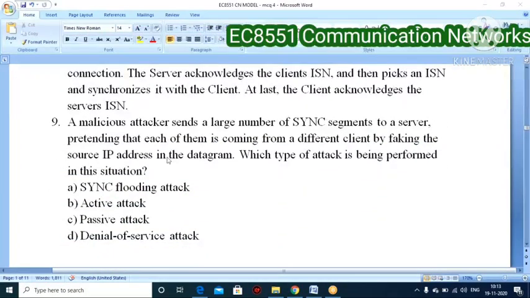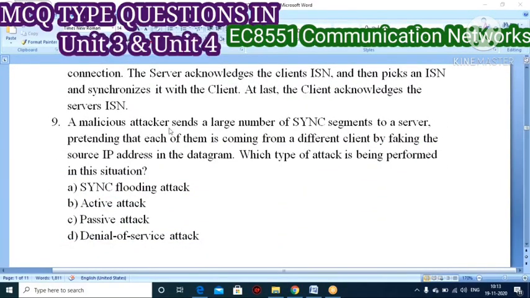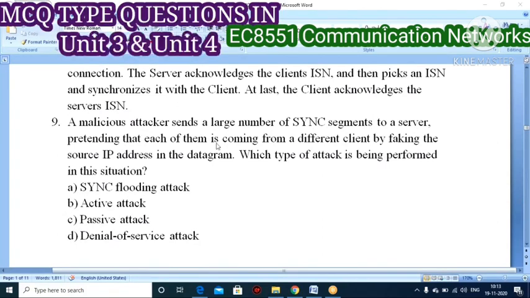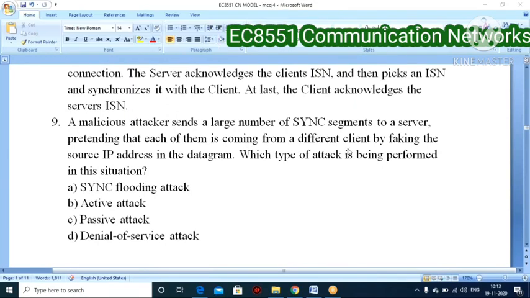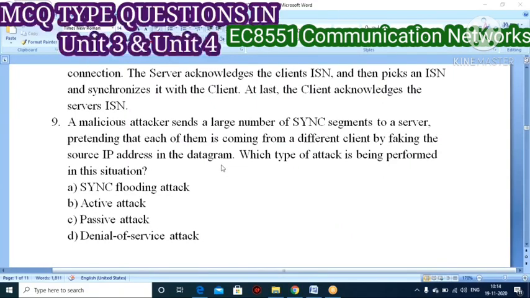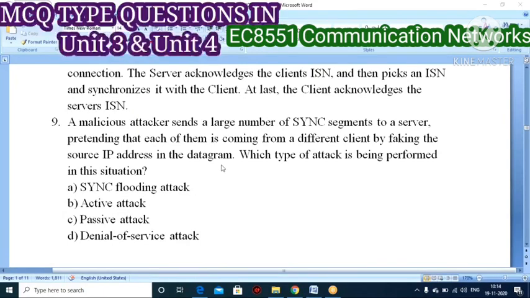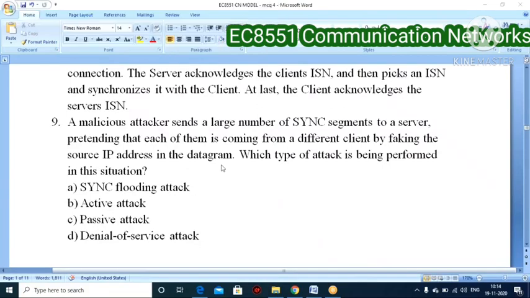Next question. It is an interesting question for you. A malicious attacker sends a large number of SYN segments, that is synchronous segments, to a server, pretending that each of them is coming from a different client by faking the source IP address in the datagram. Which type of attack is being performed in this situation?